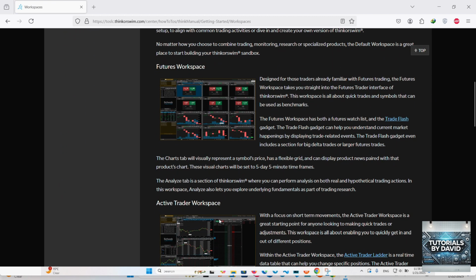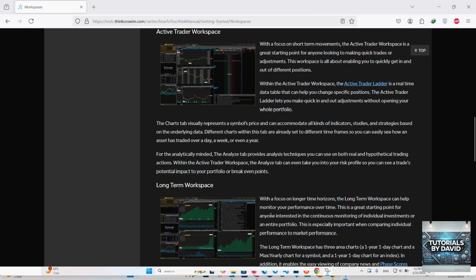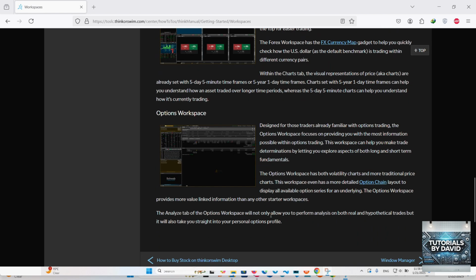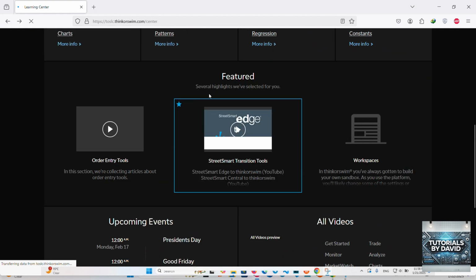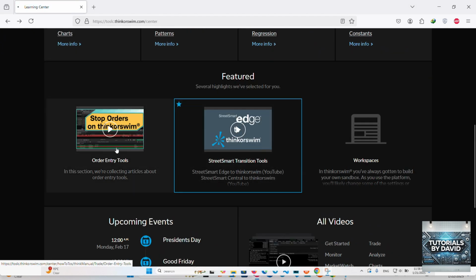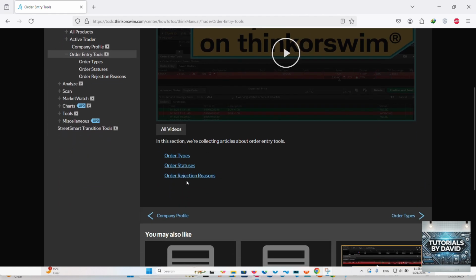Explore educational resources. Take advantage of the platform's built-in tutorials, webinars, and market insights to deepen your understanding of trading strategies and tools. Thinkorswim is an indispensable tool for active traders, offering everything from detailed analytics to robust trading capabilities.